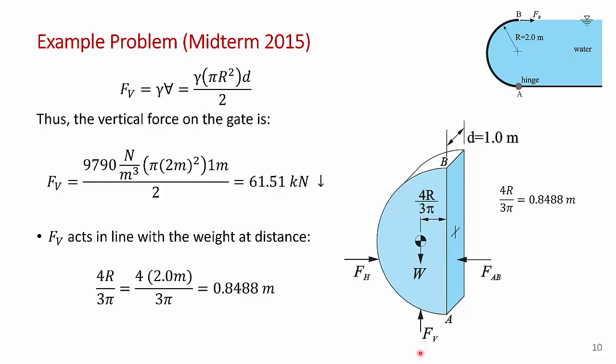And because there are only two vertical forces here, the sum of the moments has to equal zero. They have to be in line. And so we can calculate this distance, 4r upon 3 pi. So 4 times 2 meters divided by 3 pi gives 0.848 meters from this face AB. So we have the magnitude, direction, and location of the vertical force.